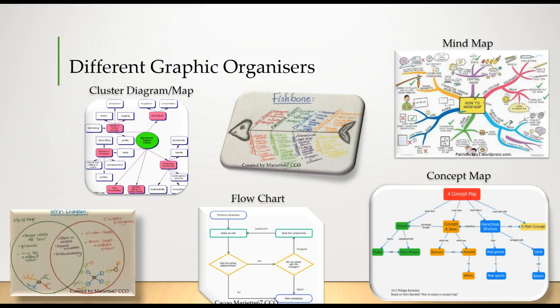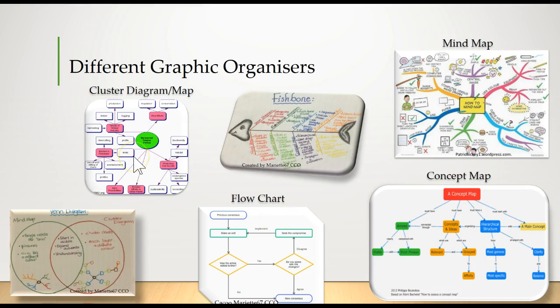There are 6 different graphic organizers on the screen here. I'm pretty sure the Venn diagram and the fishbone don't need any introduction to you. The ones that I am going to focus on are the cluster diagram or map, the mind map, the concept map, and the flow chart.